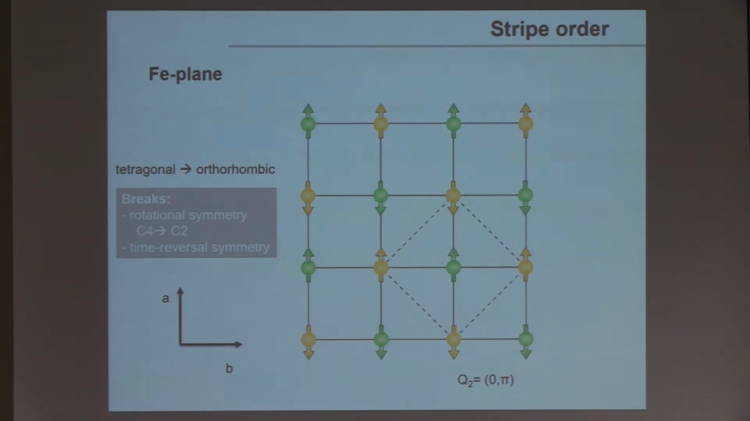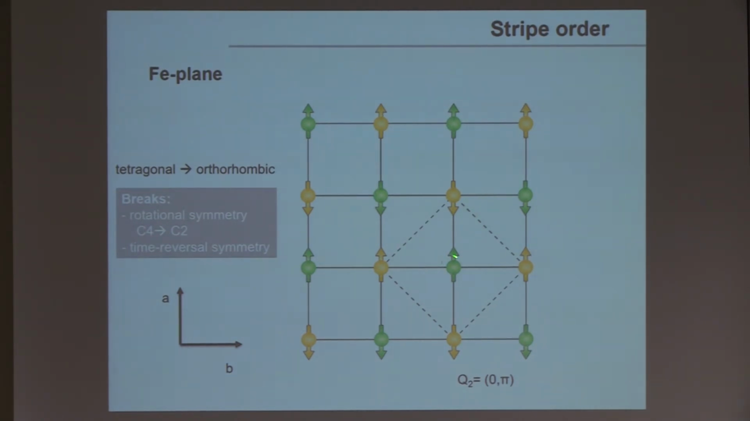The stripe order is especially interesting because associated with it, we have this nematic order. So if we look again at this order, I'm showing now only the iron plane, and here I'm showing the stripe order with this propagating vector (0, pi), so ferromagnetic along the A direction and antiferromagnetic along the B direction. And we see that in order to get this order, we have to break this rotational symmetry, and of course, because it's a long-range order, time reversal symmetry.